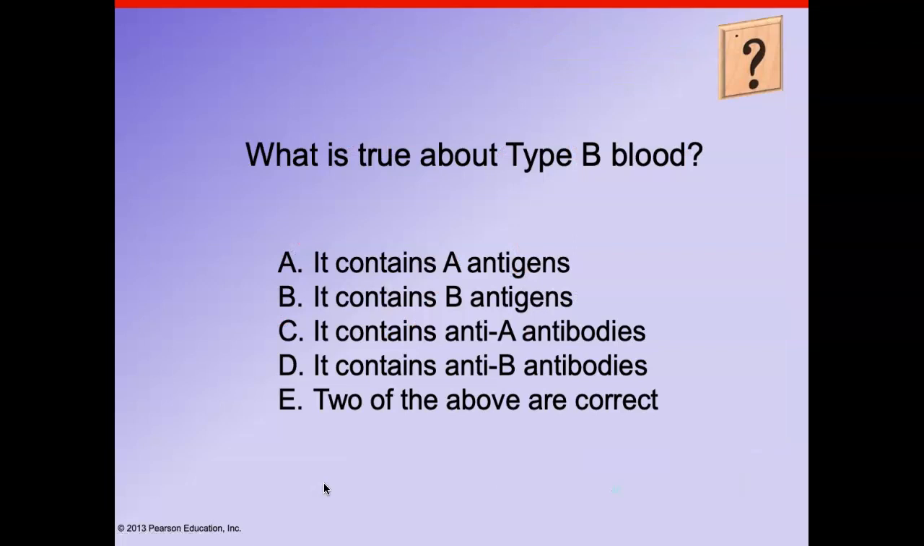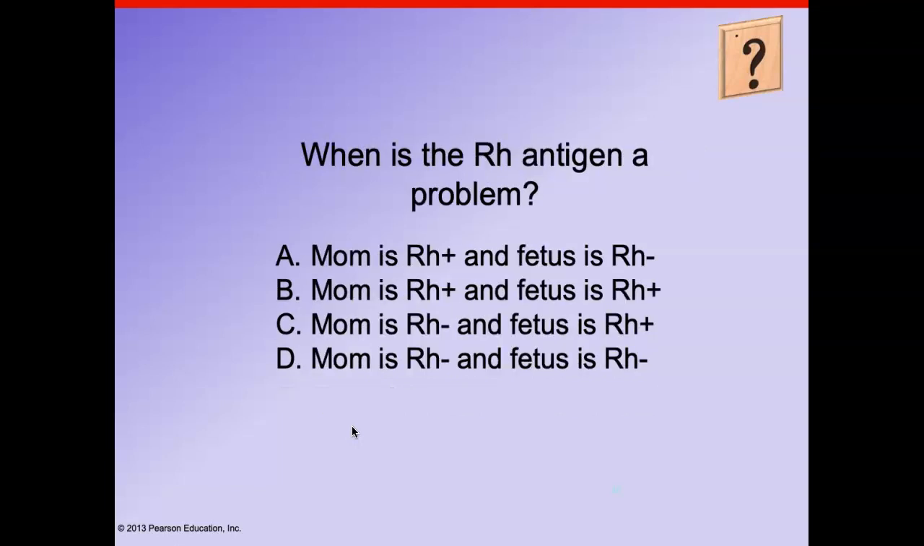What is true about type B blood? Two of the above are correct. It contains B antigens and it contains anti-A antibodies. When is the Rh antigen a problem? When mom is Rh negative and fetus is Rh positive.